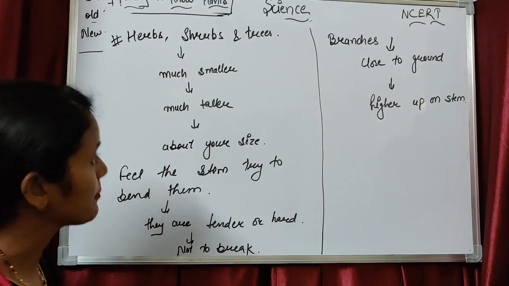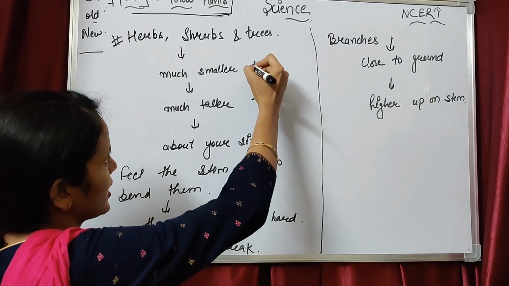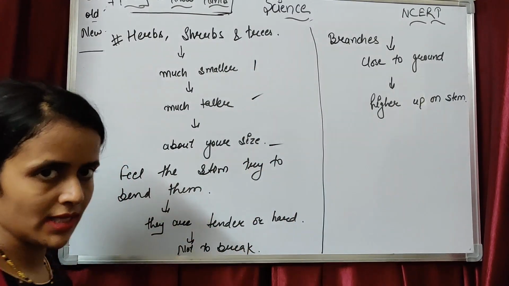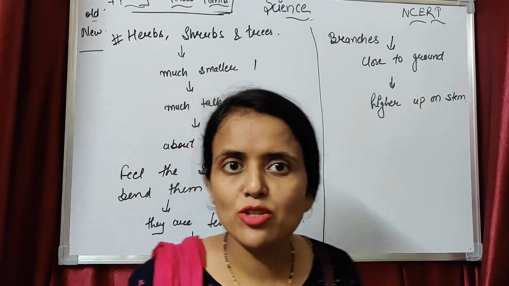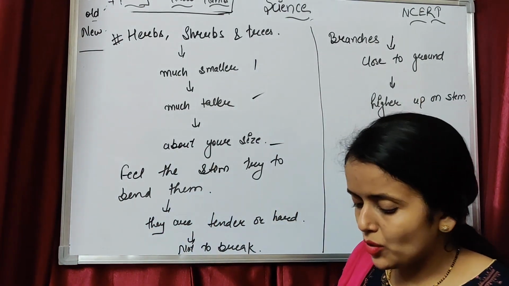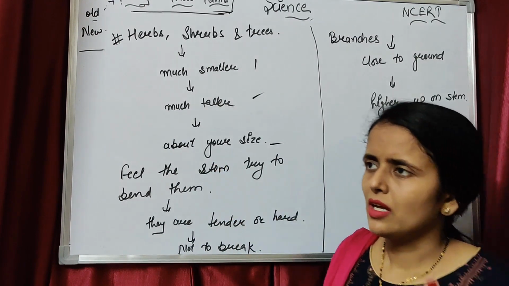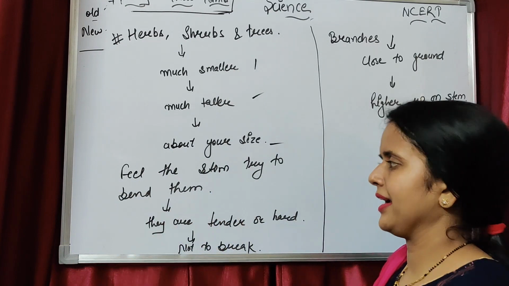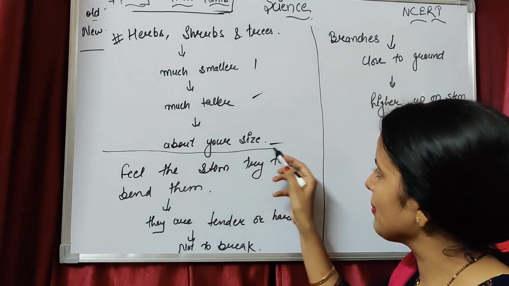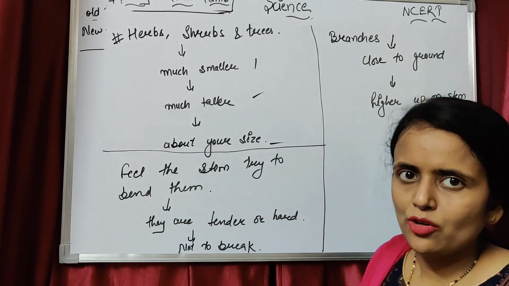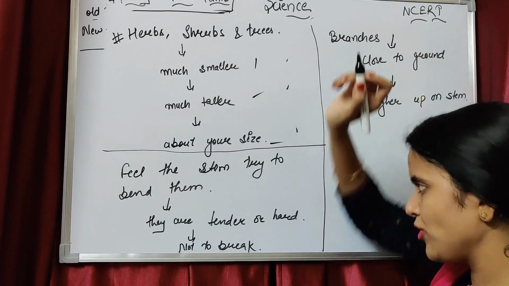So let me start. Some are much smaller than you, some are much taller than you, some are about your size. Okay. Firstly, we will see the appearance. What is the size of the tree? Some are smaller than you, some are taller than you, and some are about your size, the same height. Up to here you will see the appearance or you can say size. You will differentiate these things: small size, large size or about your size.